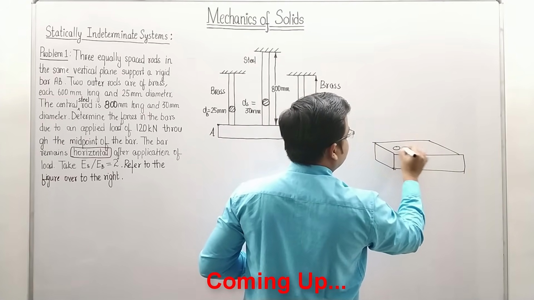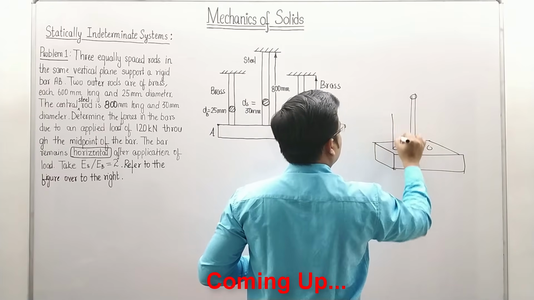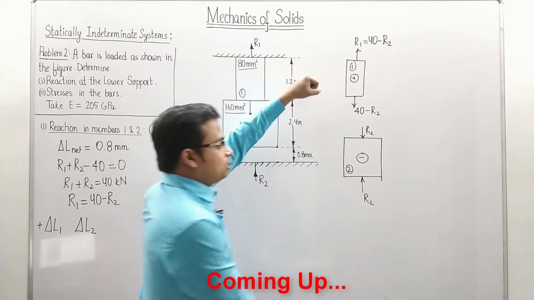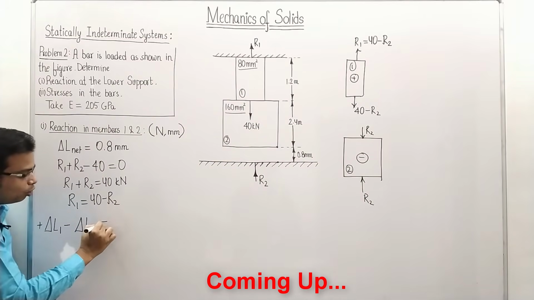The real figure is something like this. There are 3 rods over here. This one is the bigger rod. These are the 2 smaller rods. Delta L2, what is happening? Compression, negative sign. So you need to put a negative sign over here and all of this.